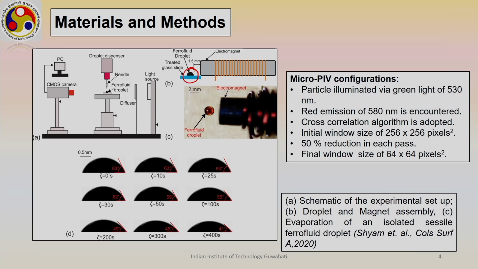At the bottom, in C, we can see the ferrofluid droplet, we have taken the top view, and we can see the electromagnet which is an iron core over which we have a few turns of copper wire, and we pass current through the copper wire and we can produce the magnetic field because of the electromagnetic interaction.